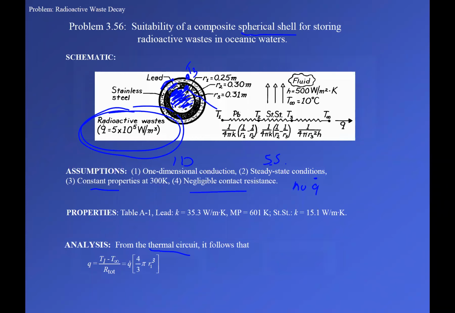Okay, so then that means if we look at our thermal circuit, so they already drew it for us, so that we have our help there. We have lead, the resistance right here.